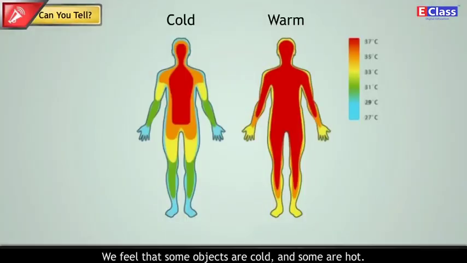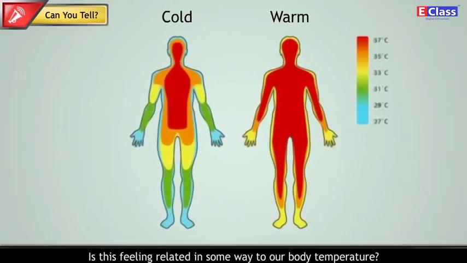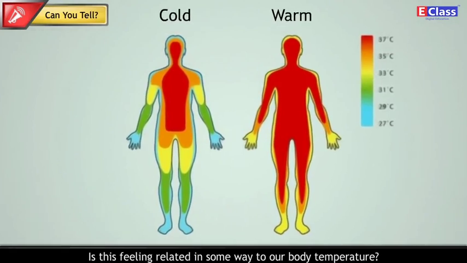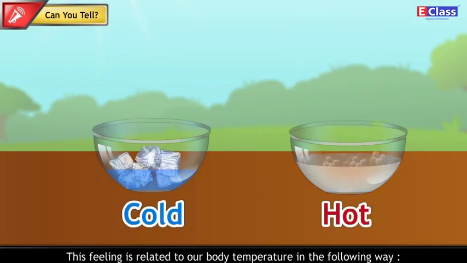Can you tell? We feel that some objects are cold and some are hot. Is this feeling related in some way to our body temperature? Answer. We feel that some objects are cold and some are hot. This feeling is related to our body temperature in the following way.